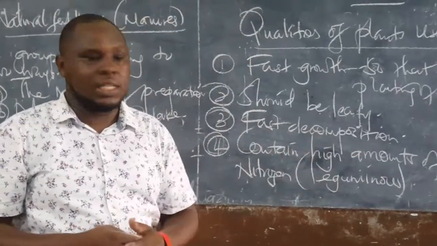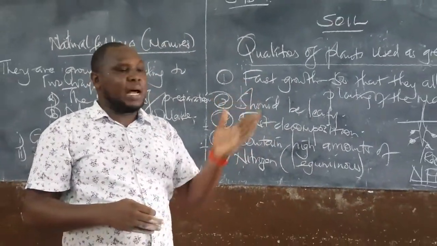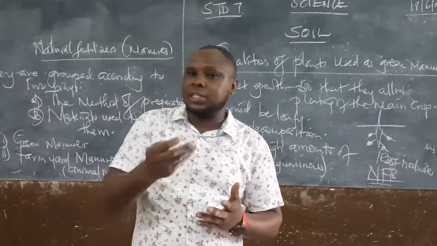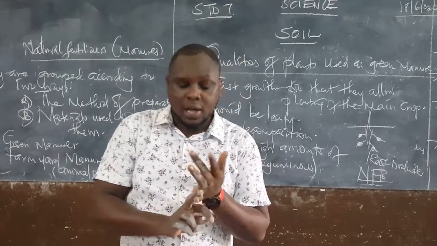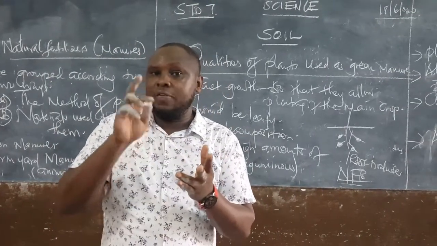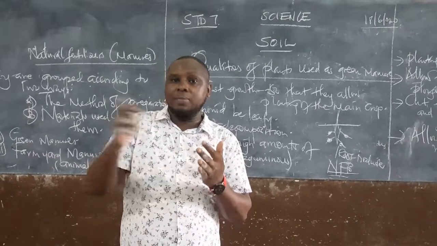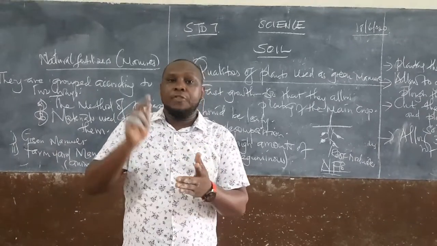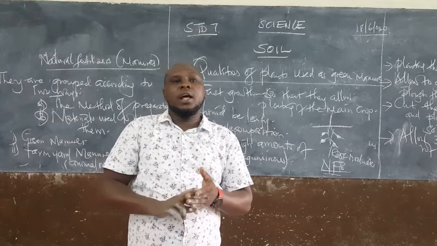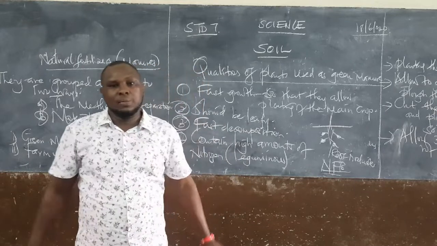Then we came to the qualities of plants that are required to make green manure. We've said number 1, they should be leafy. Number 2, they should have fast growth to allow time for the main crop to come and grow, fast decomposition, and lastly, they should be leguminous plants.